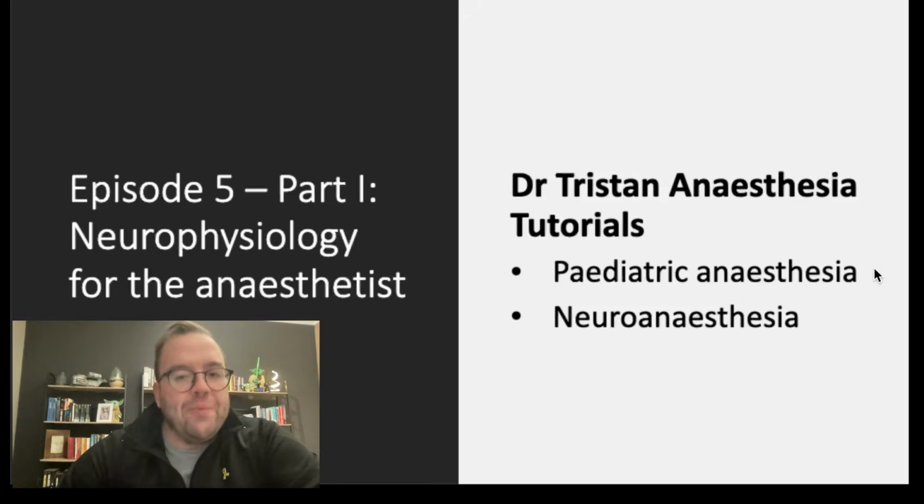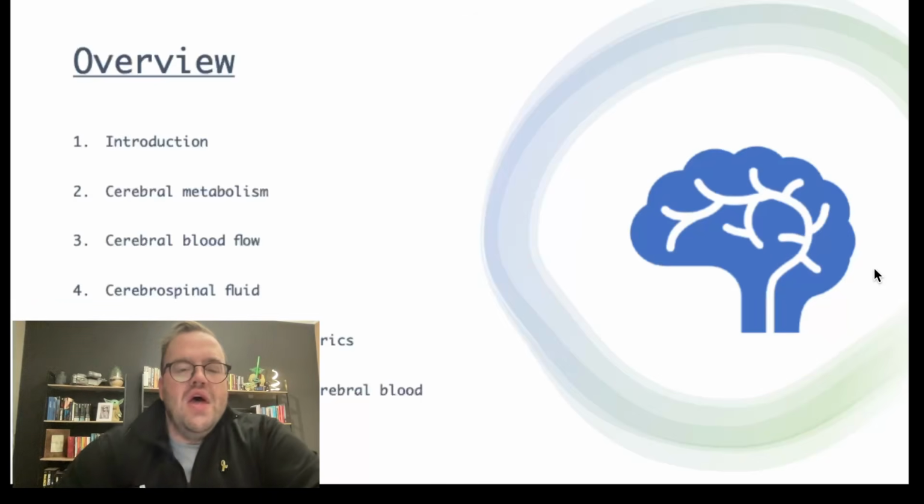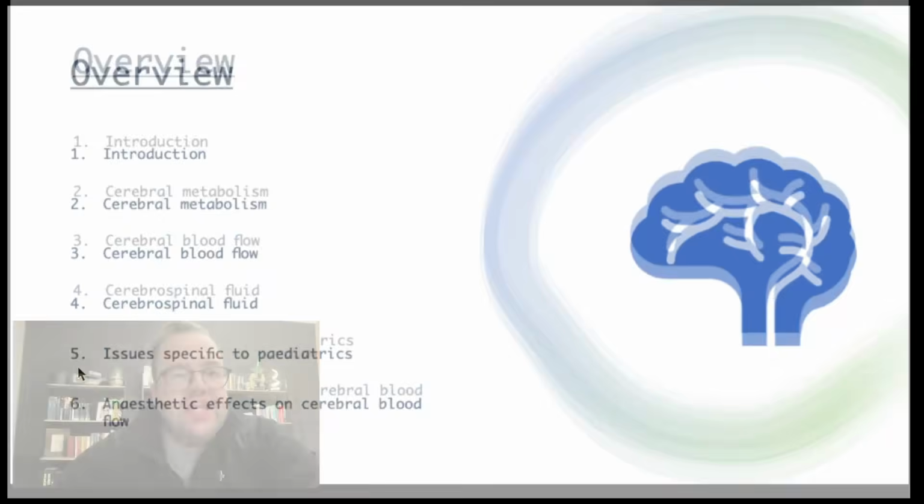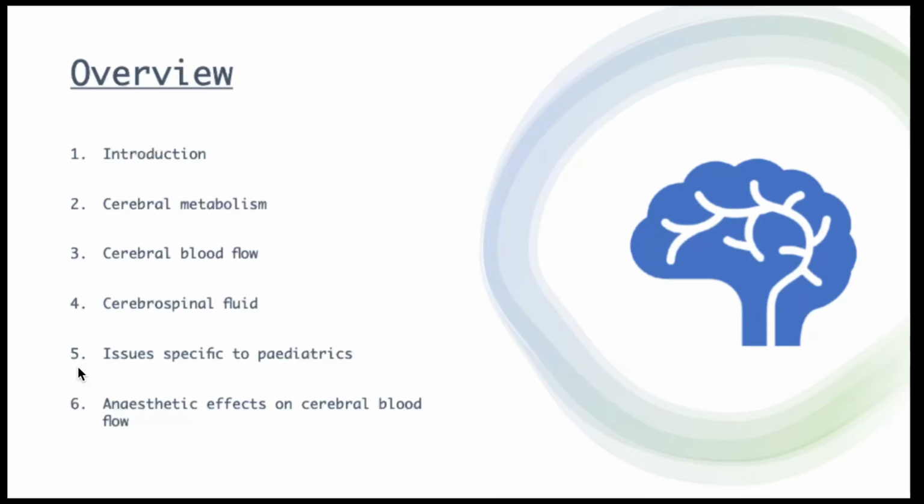So let's get going. This is the overview of our talk. I'm going to give you a little bit of an introduction. We're going to talk about cerebral metabolism, cerebral blood flow, and CSF, cerebrospinal fluid. Then I'm going to speak to you about some issues specific to pediatrics, and then we're going to talk about the anesthetic effects on cerebral blood flow at the end.